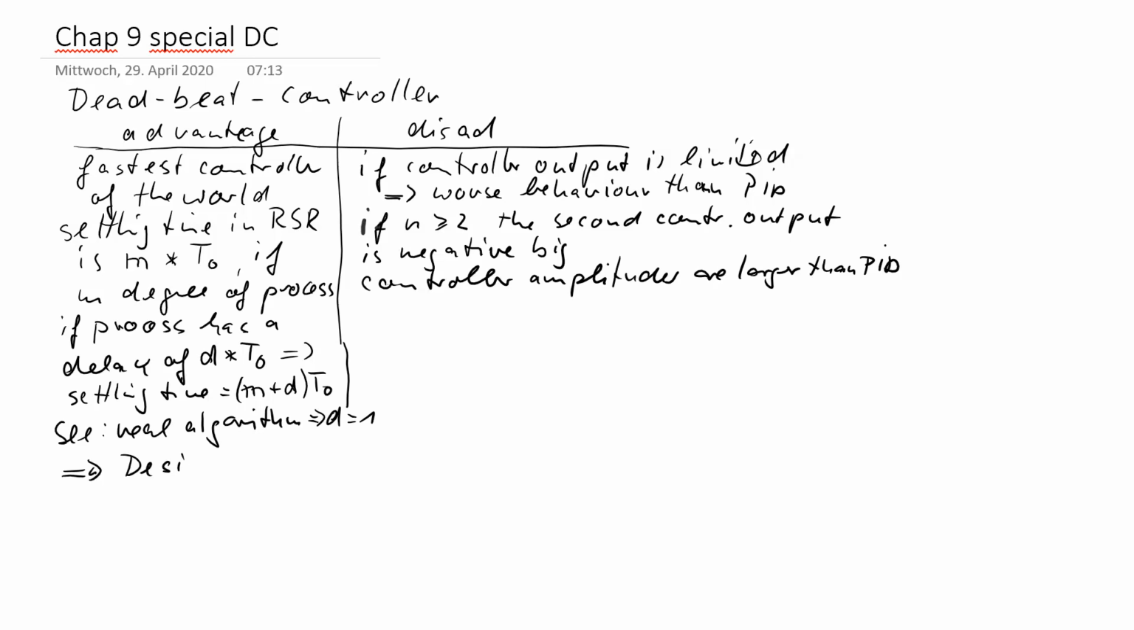Okay, let's look at how we can design a deadbeat controller. Design: see the paper, chapter 9.5. Sorry, 9.6 is the new chapter. So 9.5. Let's look into the content of my paper.